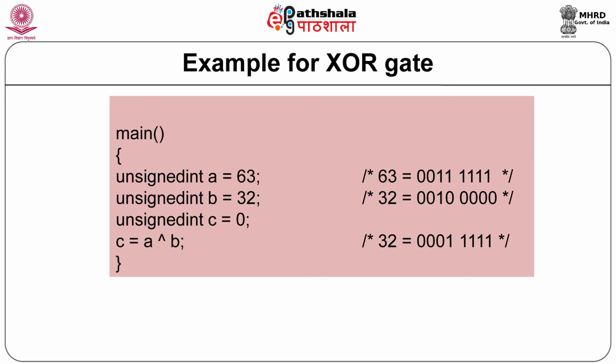So now the 63 and 32 binary numbers are written, and if you perform XOR between the LSB of 63 and the LSB of 32, your result is 1. So you go from LSB to MSB and you will get the final result, that is 0 0 0 1 1 1 1 1, and that result will be stored in C.